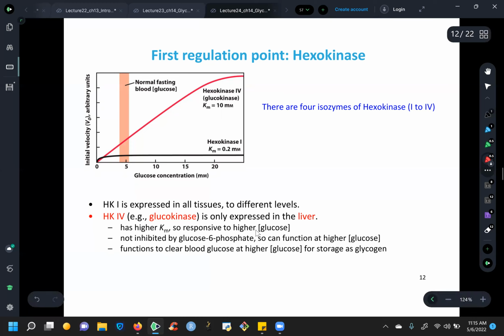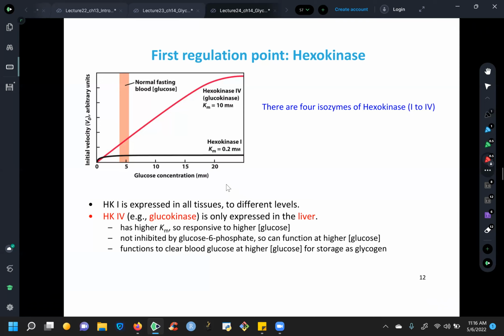So it's responsive to higher glucose concentration. It's not inhibited by glucose 6-phosphate, so it can function at higher glucose concentrations. It functions to clear blood glucose at higher glucose concentration for storage as glycogen. Now they're telling you the reason: it has a higher Km, and that makes it less efficient because it's able to just take up a bunch more glucose.